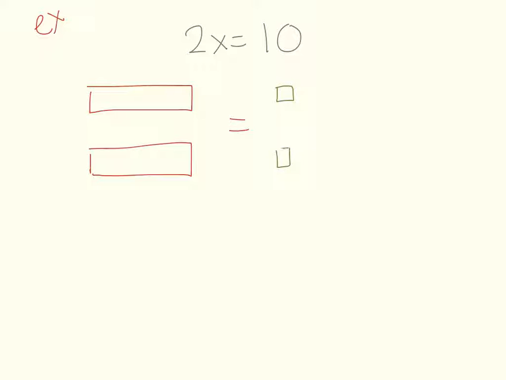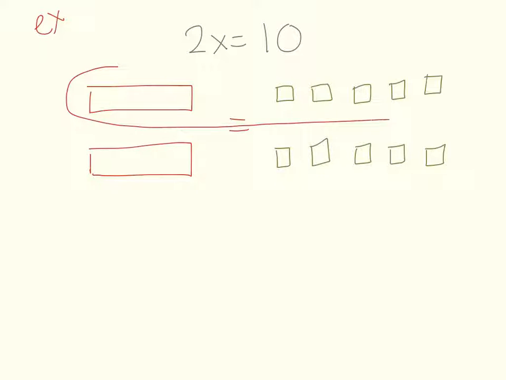Here's 1, 2, and I'm just dividing them. Here's one for this x, here's another one for this x. 3, 4, 5, 6, 7, 8, 9, 10. So, when I look across my rows, 1x equals 5 pieces. So 2x equals 10, x would equal 5.